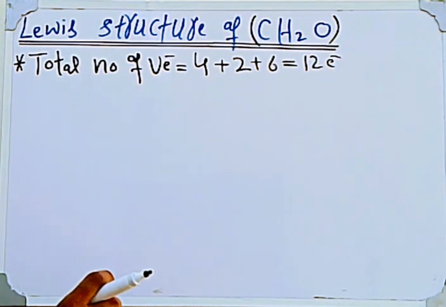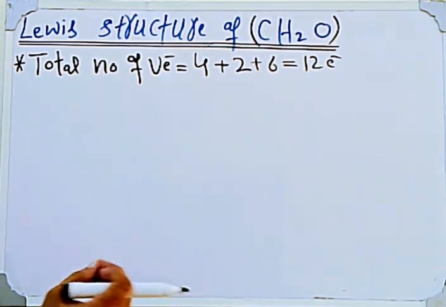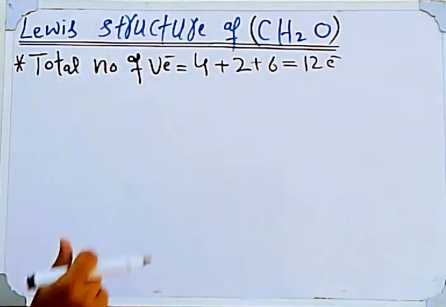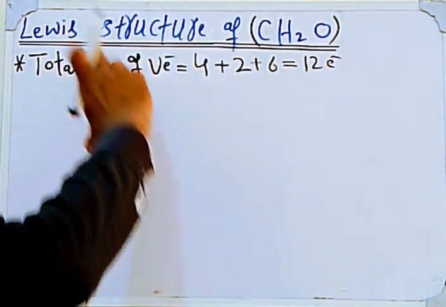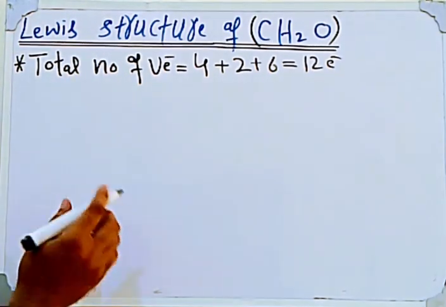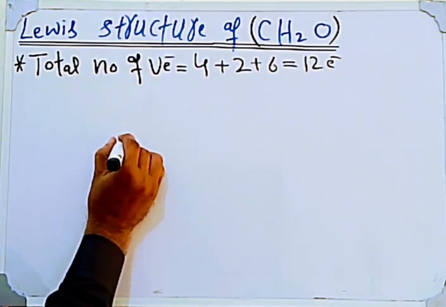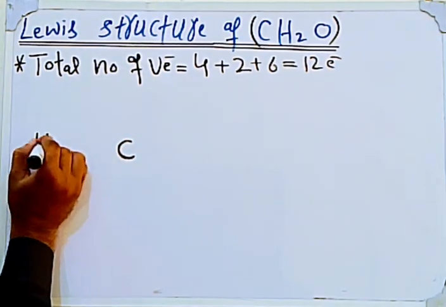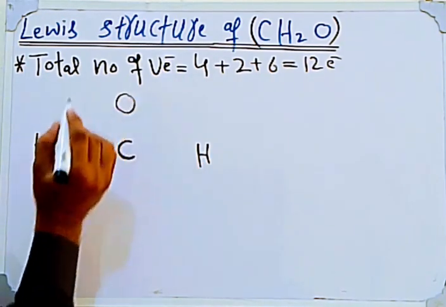First, we know that during writing the Lewis structure of any compound, the least electronegative atom is present in the center. But the other rule is that hydrogen is always present at the corner. So we consider carbon in the center of this molecule: carbon, hydrogen, hydrogen, and this one oxygen.